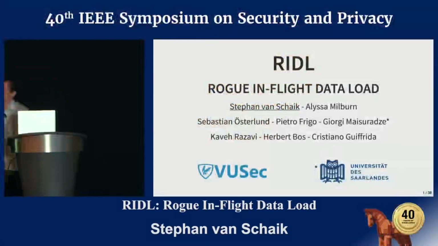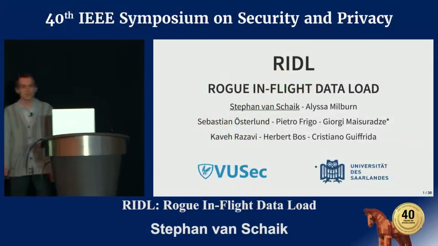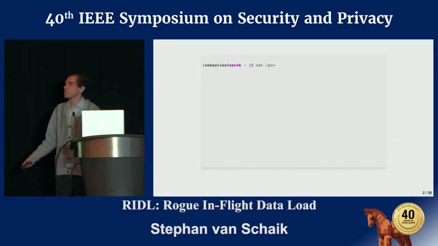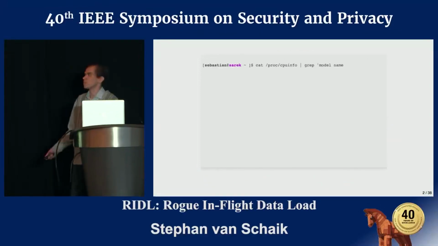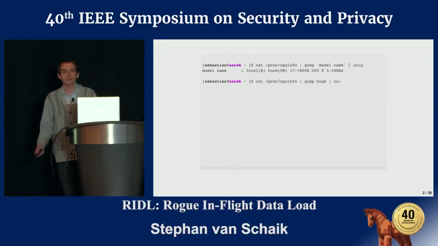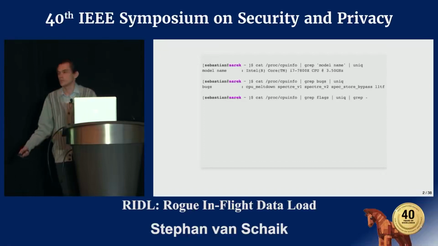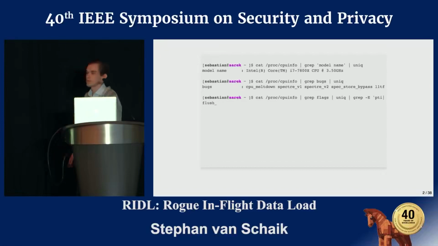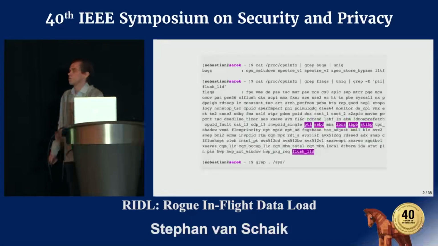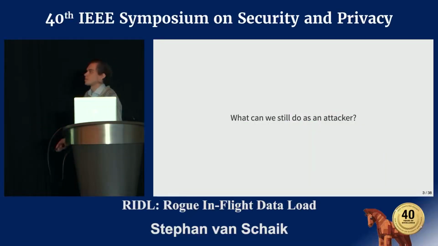Okay, thanks. So hello everyone, I'm Stefan van Schaik, and today I'm going to talk about RIDL, or Dragonfly Data Loader. Suppose we have a machine, an Intel Core i7 7800X, one of the machines in the office. On the first line you see it's a CPU that has all the mitigations against attacks we've seen in the previous year. So Meltdown, Spectre, Foreshadow, it's all in there. And the question is, of course, we have all these mitigations, so what can we actually do as an attacker?